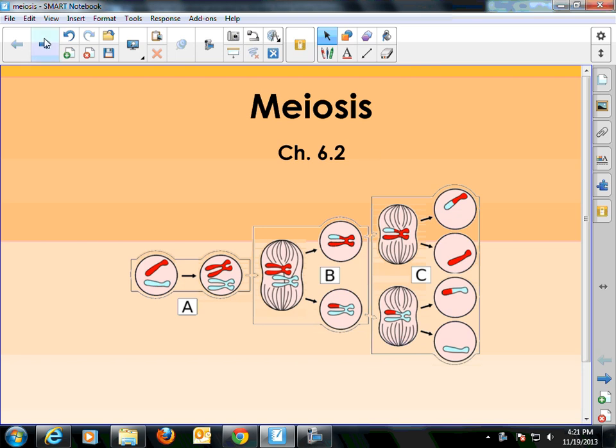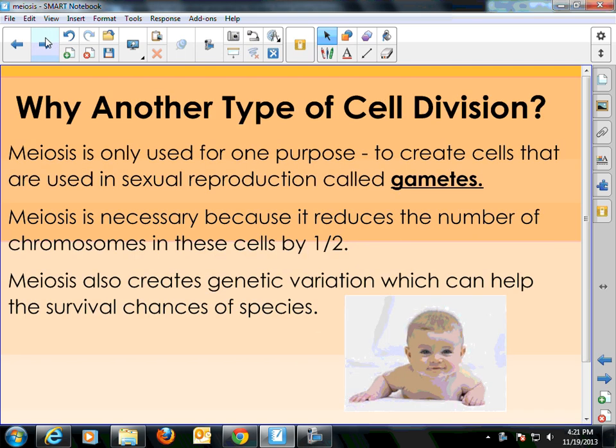That's today's topic. So why another type of cell division? Why do we have to have this other type of process? Meiosis is only used in 0.1% of all the cells in the entire body. It is used for one purpose, and that is for the process of making babies. The reproductive cells called gametes have to be produced by this process called meiosis.